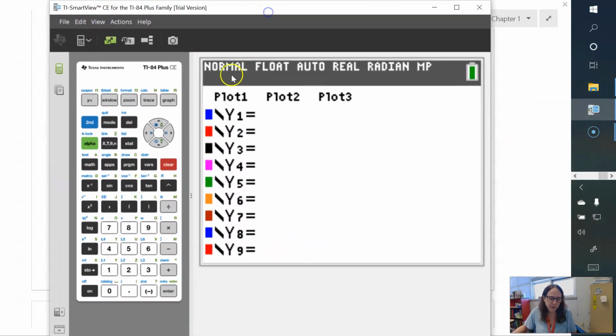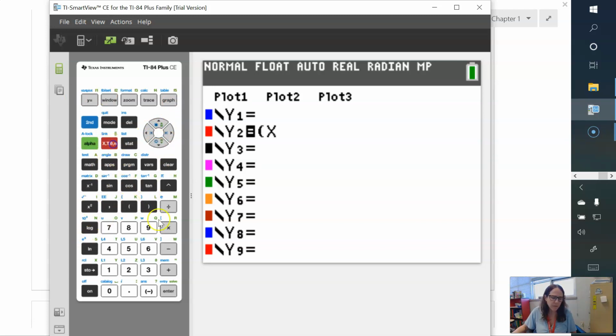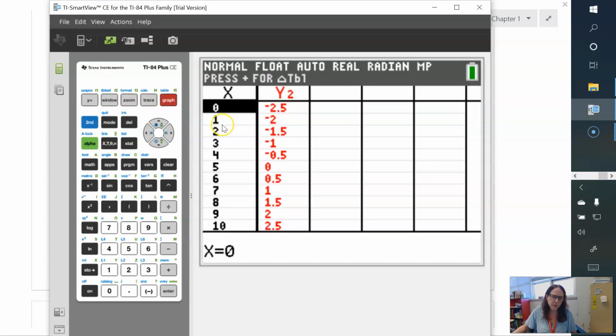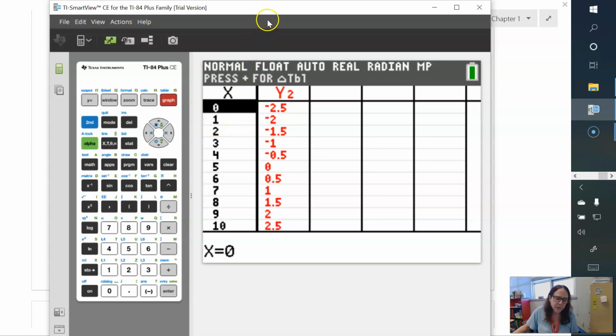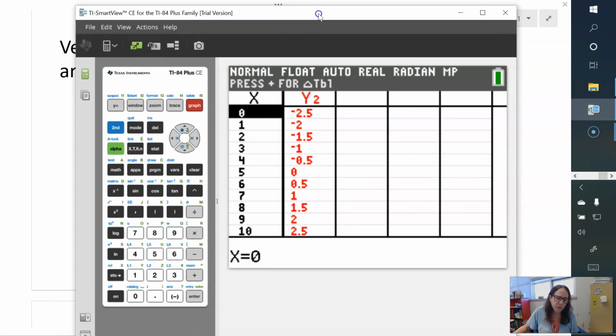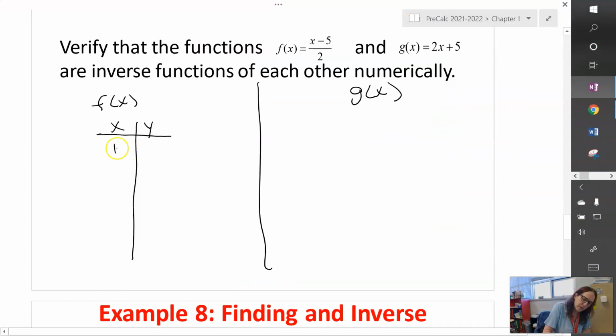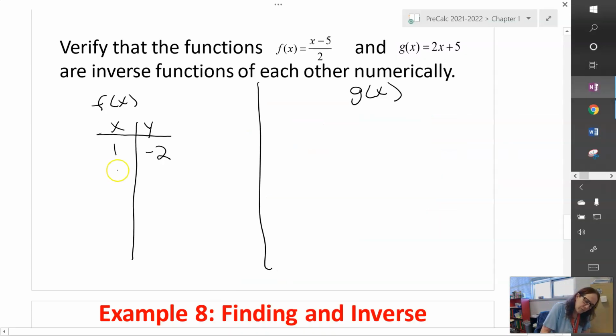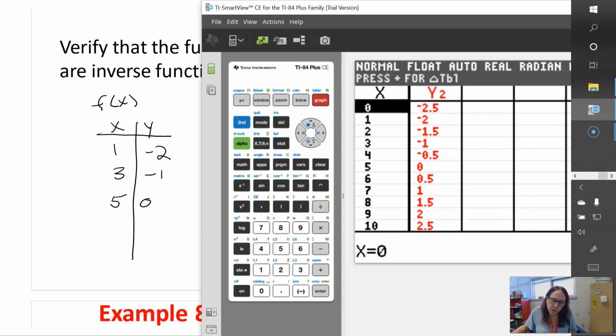First thing I want to graph is x minus 5 over 2. Let's graph that. So I have a line. Let's open the table. And what I'm going to do is select points that are whole numbers. So I have 1, negative 2. And I'm going to grab 3, negative 1, 5, 0. Now let's get 2 more. And 7, 1, and 9, 2.